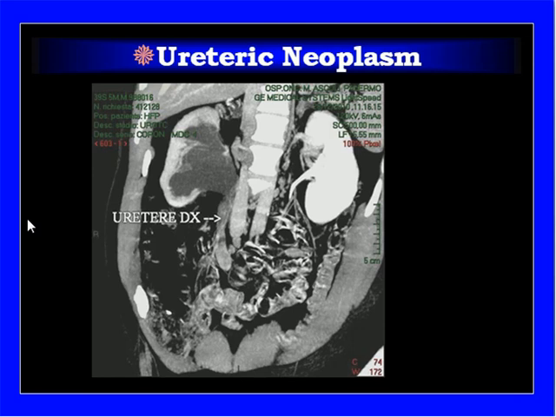Now there is extensive ureteric neoplasm. Here you can see the whole of the renal pelvis on the right side is filled with the soft tissue mass, cortex still intact and showing contrast enhancement. On the left side, the kidney is very much normal. The tumor on the right side is extending into the ureter as well, so resulting in hydronephrosis as well.